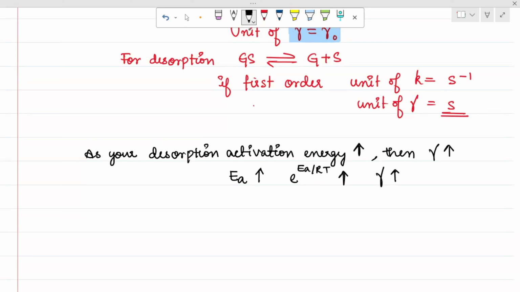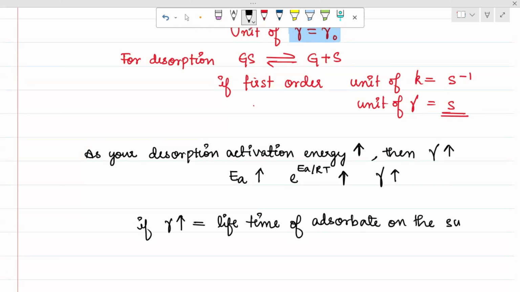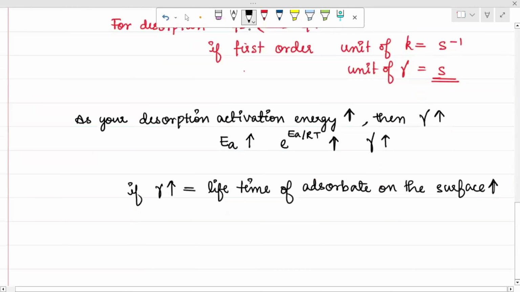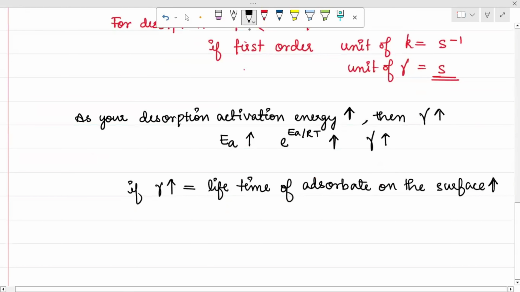Okay. If your value of gamma is very high, it denotes that the lifetime of the adsorbate on the surface is high. I hope you get it. Lifetime of the adsorbate means the time for which the gaseous molecules reside on the surface.